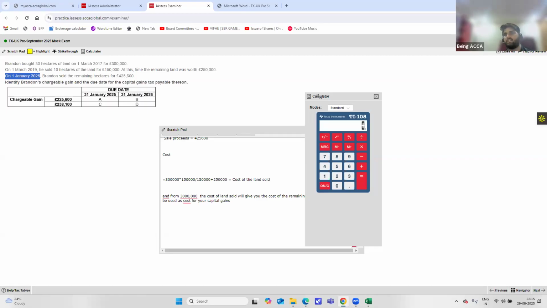Okay, why will it be 31st January 2026, and why not within 60 days? And for what is the chargeable gain? When is the due date of 60 days for which type of assets? Is the due date 60 days?